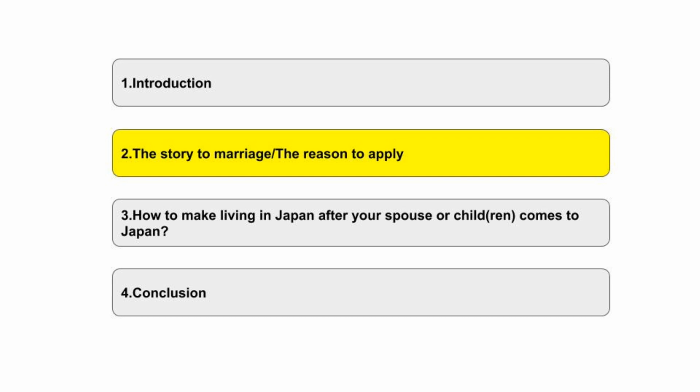Since you are living separately, also explain the situation of your spouse or child now. The reason to apply is wanting to live together as a family. But please add 1 or 2 more flavor. I will leave it to you. Number 3 is about how to make living in Japan after your spouse or child comes to Japan.